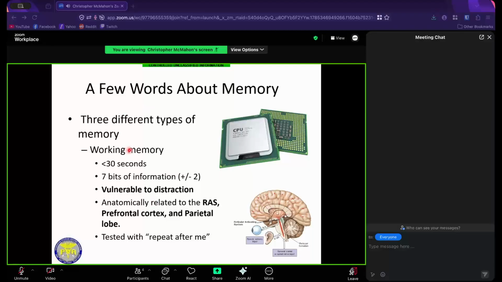So I got my working memory. That's about 30 seconds. That's about enough to memorize a phone number before we had area codes. I think of that as like the registers on a CPU. It's that immediately used memory. It's very vulnerable to distraction. You can say, hey, grandma, over here, and she completely forgets what she was talking about. This is used by our reticular activating center, so things that keep us awake. As we become less awake, it's hard to have a better working memory. Prefrontal cortex and parietal lobe, because it's at that front part of the brain where I'm actively thinking about it. And we test this with repeat after me, and if they can say the words back, we know their working memory is good.